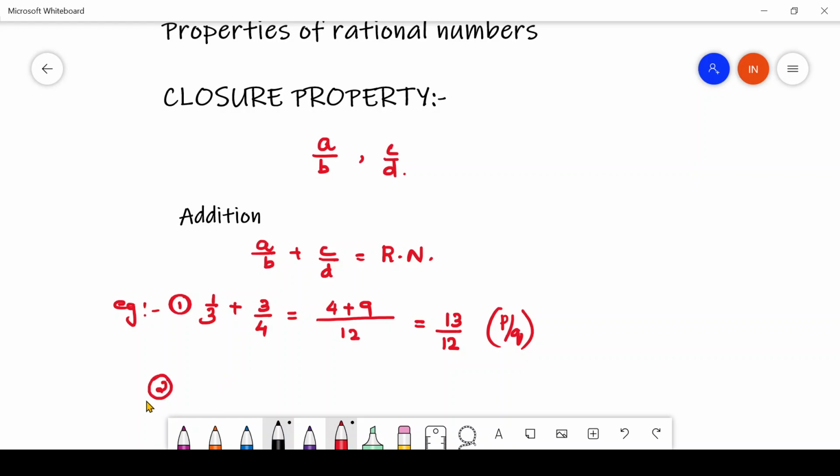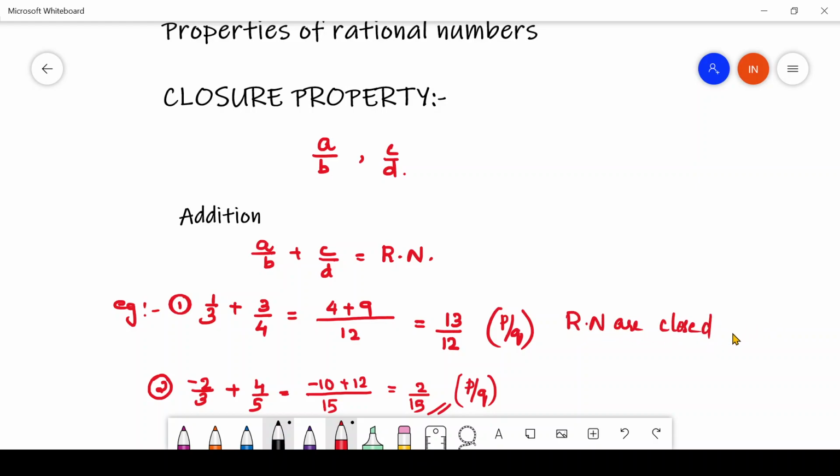Let us conclude with one more example. I'm going to take here -2 by 3 and another number, 4 by 5, and let us add these numbers together to check whether we are getting another rational number. Here you can see 3 and 5 as the denominators and we got the LCM as 15. So the numerator will be -10 plus 12 and you got the answer as 2 by 15. So this is also of the form p by q. So we can conclude here that rational numbers are closed under addition. Rational numbers are closed under addition.